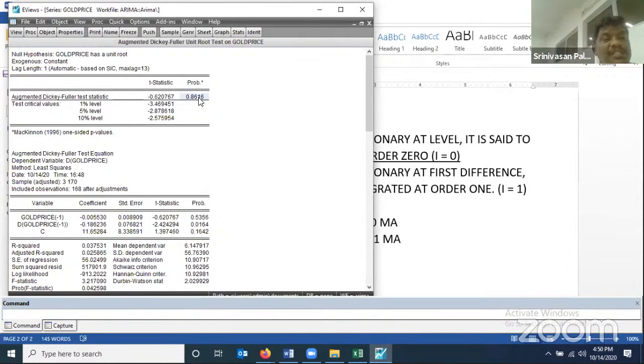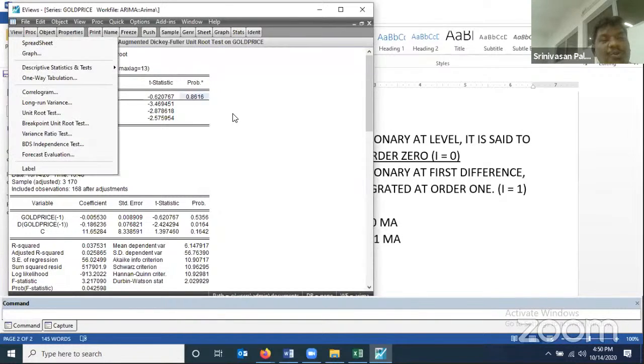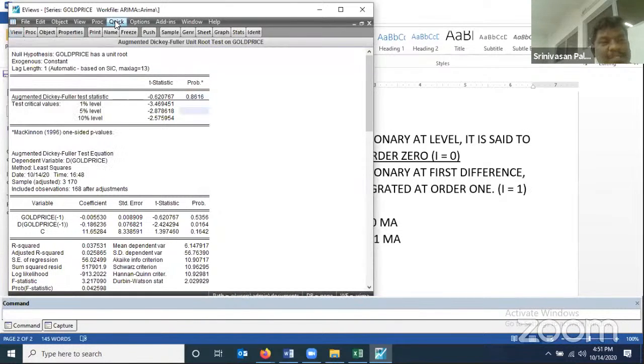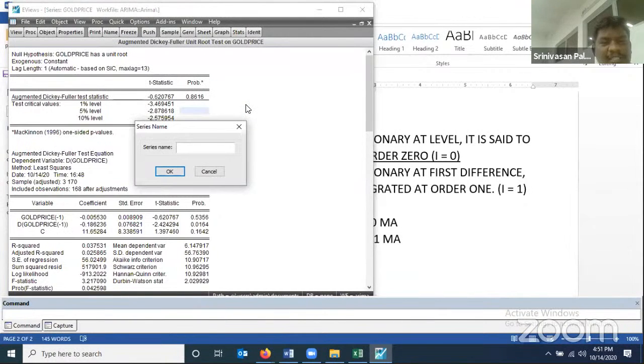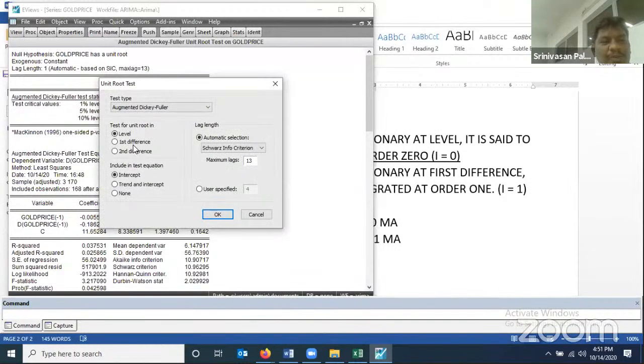Okay, now after this, what do you have to do? You have to go for first difference. How to go? Just the same process, quick. Easy to understand. I will go with the shortcut, but I don't want to go through the unit root test. Same thing. Some people are new to EViews, maybe it is for them. Okay, gold price. Click OK. Now you have to click first difference. Then click OK and see.